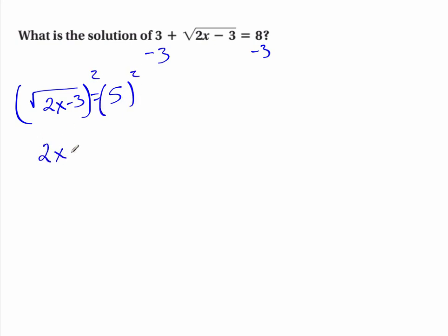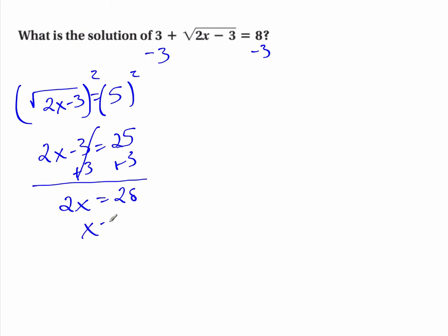So 2x minus 3 is 25. So I want to add 3 to both sides. So 2x is 28. So x is 14. To check, you go back to the original equation and see if you get a true statement.